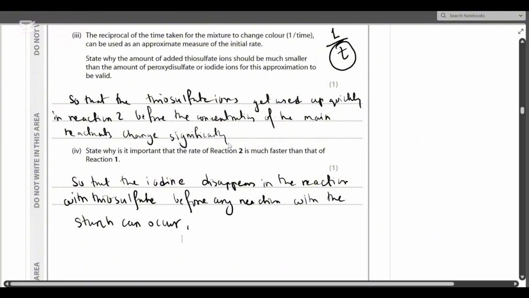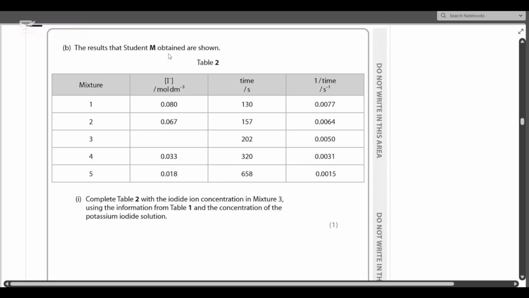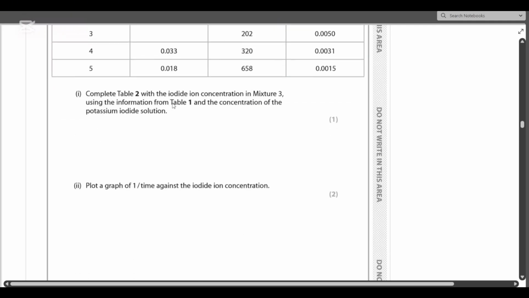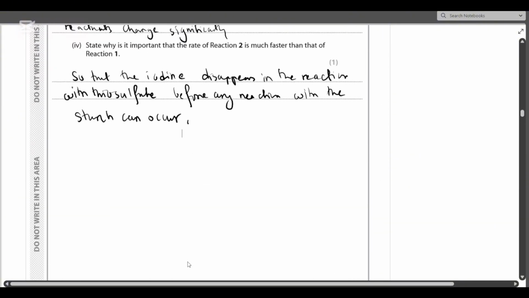Okay, fine. Let's move on to the next one. They said the results that student M obtained are shown. So these are the results of the reaction, the time taken, and the reciprocal of the time taken for the mixture to show the color change, and these are the concentrations of iodide ions. So complete table 2 with the iodide ion concentration in mixture 3 using the information from table 1 and the concentration of the potassium iodide solution.